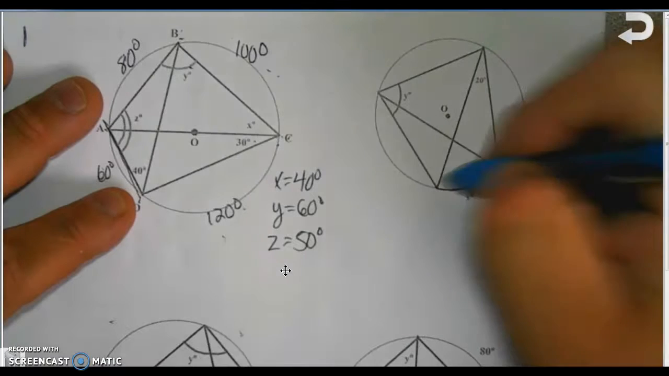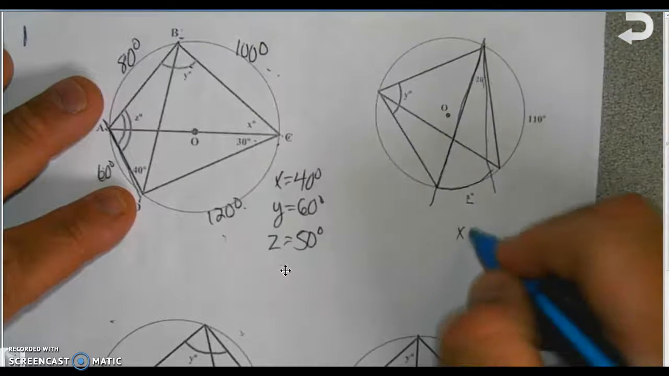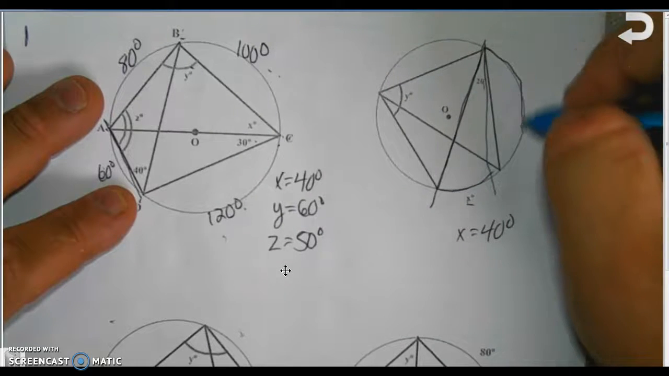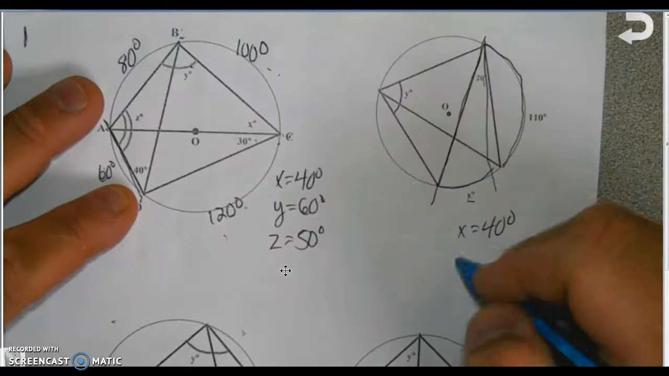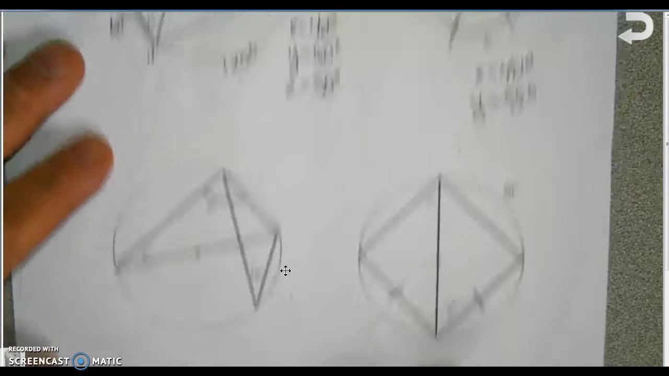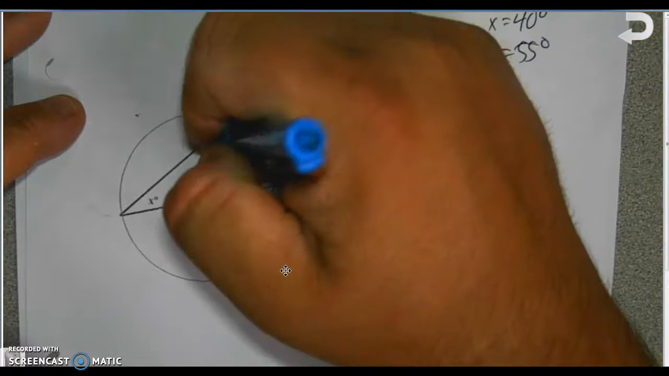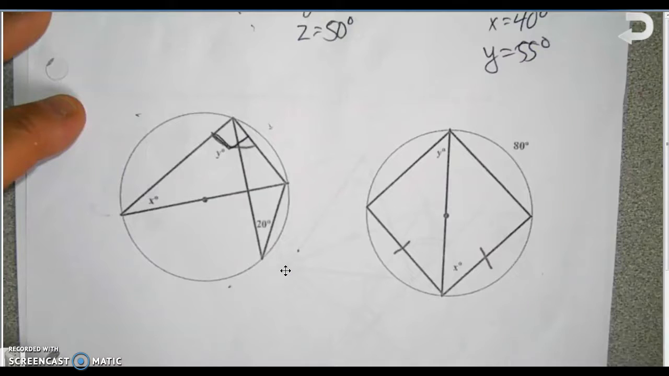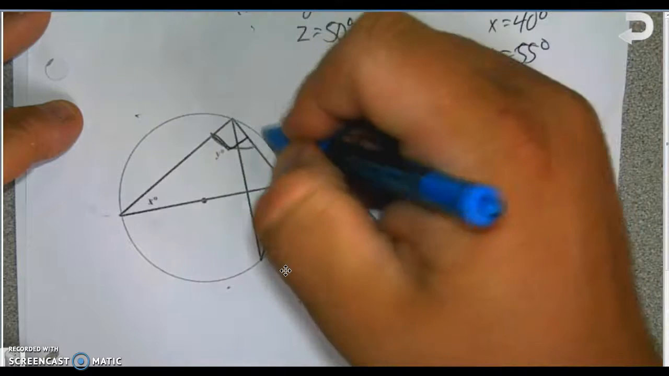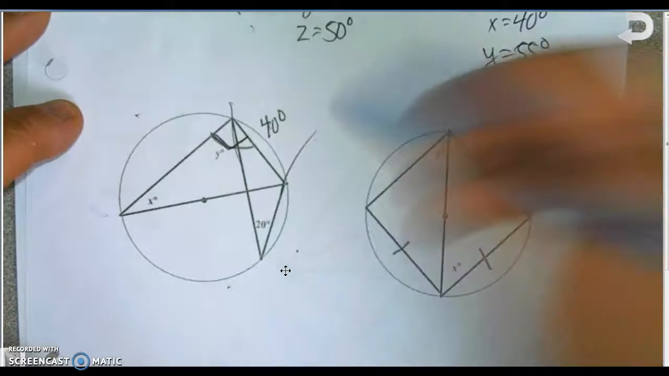X is the arc that's intercepted by this angle, and so I double it. X is 40. Y is the angle that intercepts 110 degrees, so Y is 55. This bottom left one's a little bit more complicated, but not much. We know this is a right angle right here. We also know that this arc is 40 because of the 20-degree angle right here.